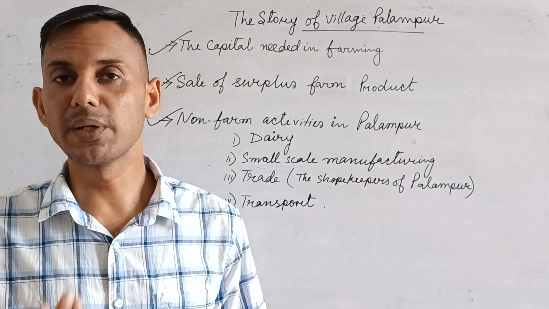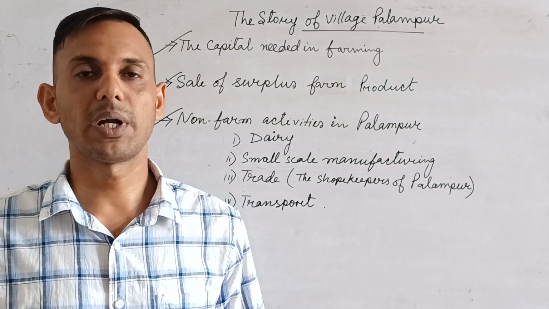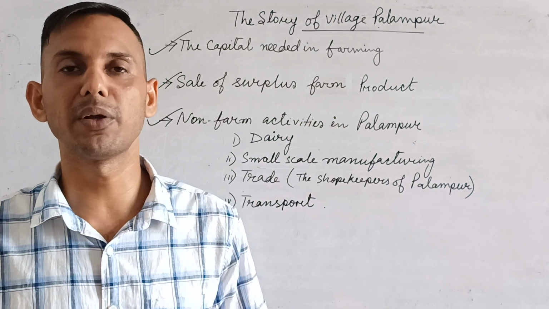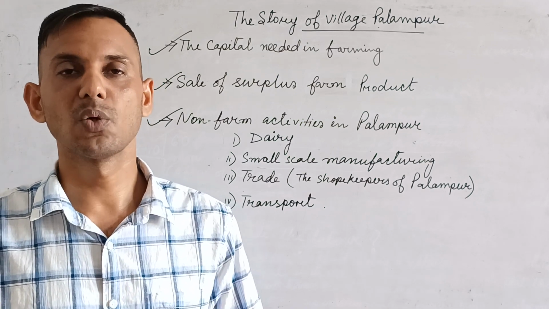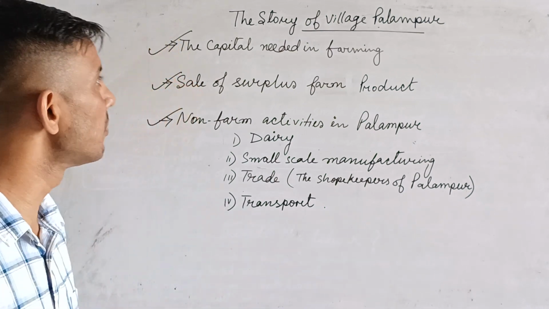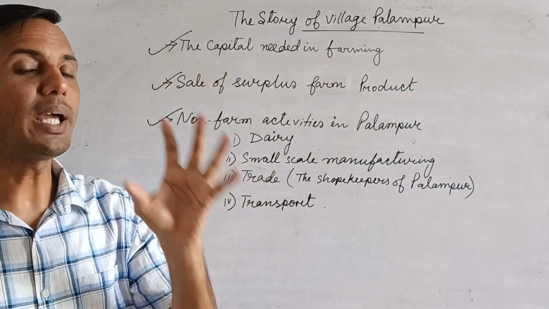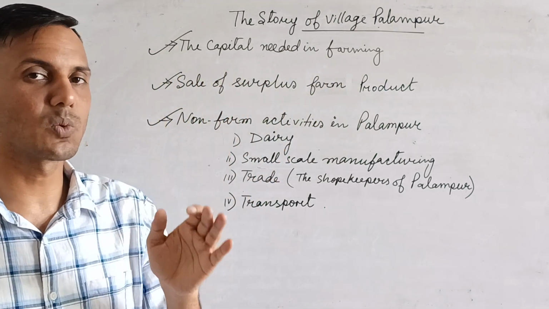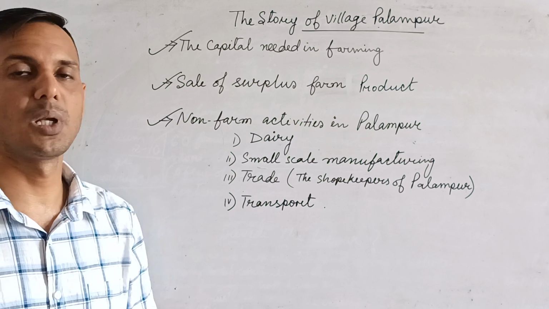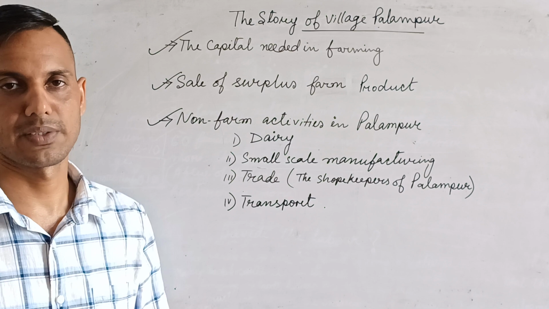If we want to increase the production, then we have to use modern techniques. For example, HYV seed, fertilizer, irrigation. Anytime we cannot depend on the natural rain. So we should know how to do this, and for that capital is very important in farming. Is it clear? That's why capital is important, because when we want to use the modern methods in farming, then definitely we need money, we need the capital to buy these things.